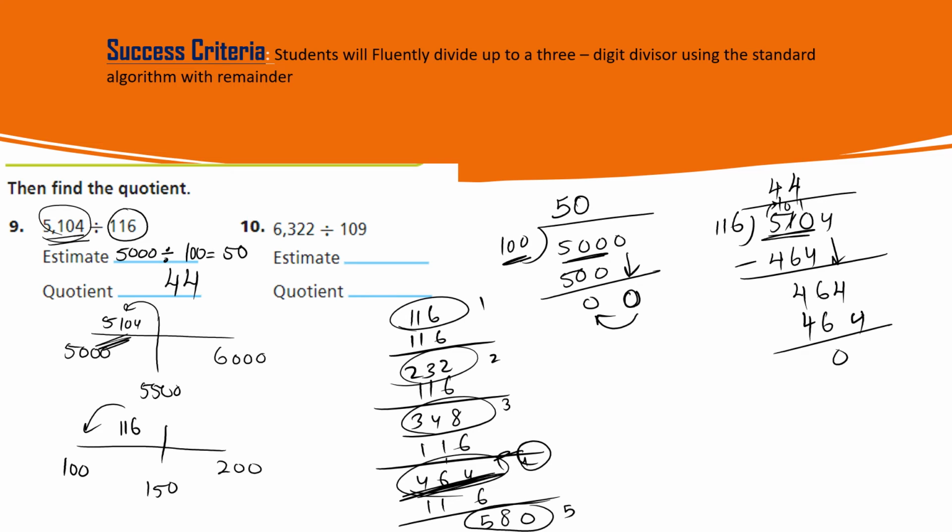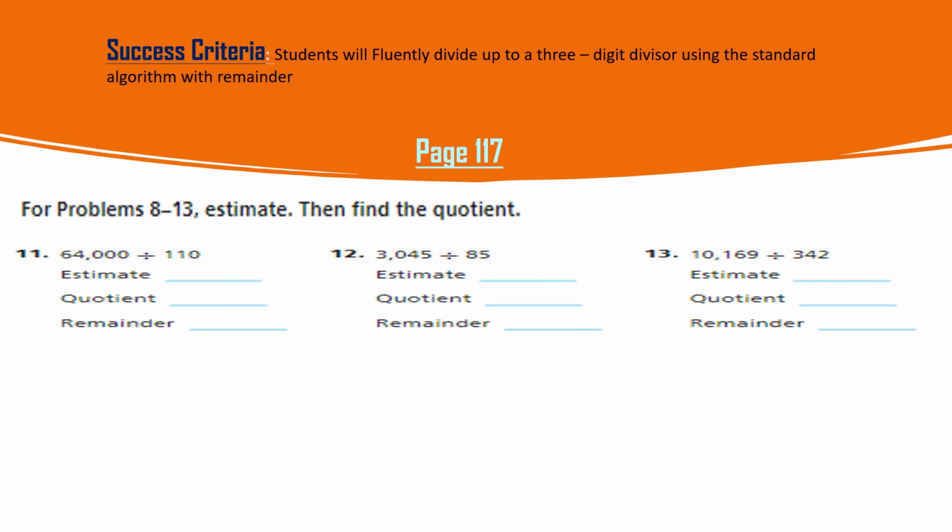Now you do this question number 10 yourself and write the answer in the comment box. Now these are the questions which carry the remainder also. So one question, two questions I will do, the rest you will do. Look at this one.